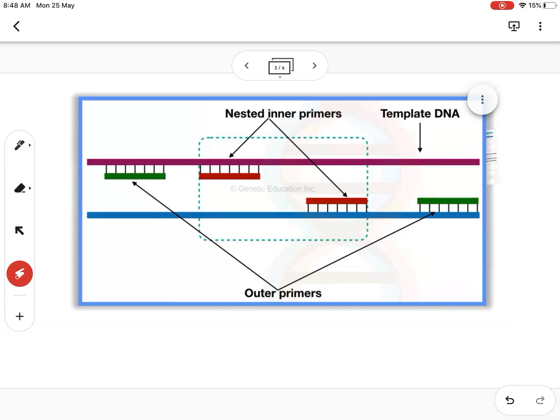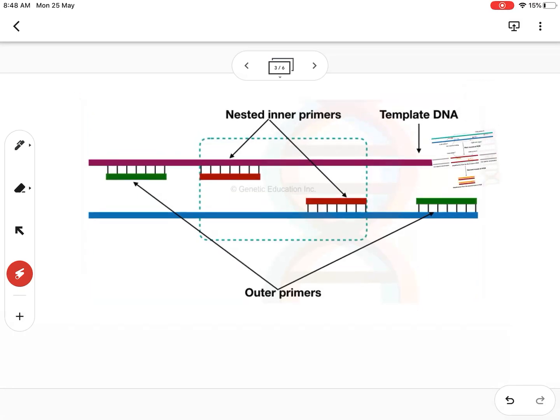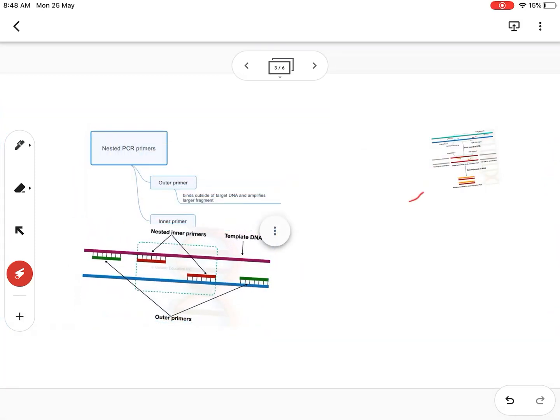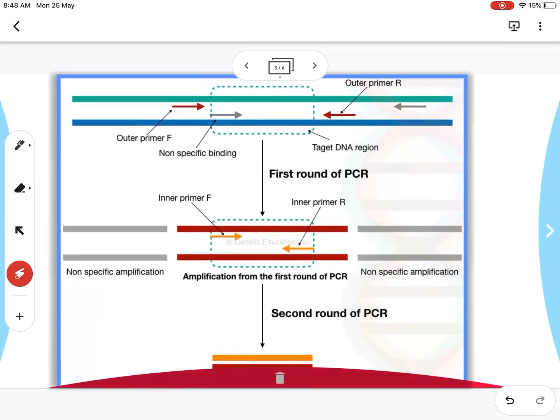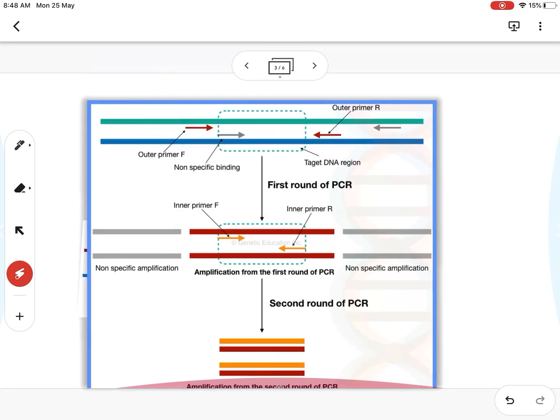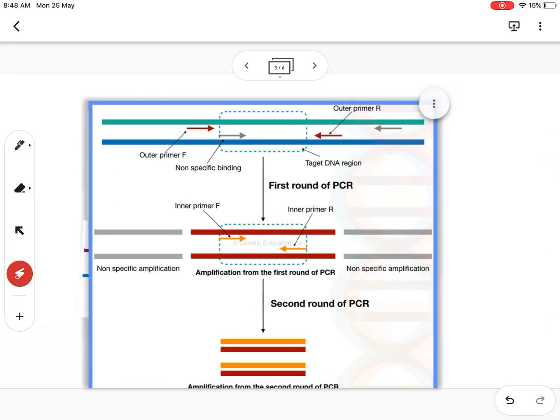Now suppose this is a target DNA, these are the outer sides. The green colored primer is the outer primer. This outer primer binds on the outer side of the target DNA, whereas the inner primer binds specifically to the target DNA. Now why is this arrangement made? Because there are chances that due to a large DNA, the outer primer may bind non-specifically.